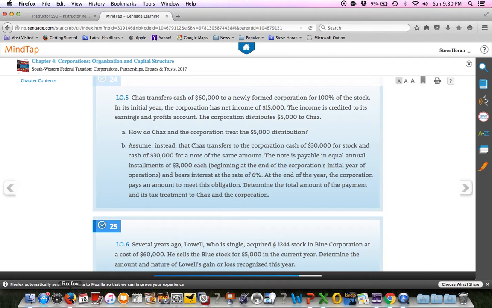could have lent the money to the corporation, but instead the owner did. And so the corporation is now paying back Chaz for the principal and interest. The principal returned is not taxable, but the interest returned to Chaz is taxable income for him. And for the corporation, they can deduct interest expense.